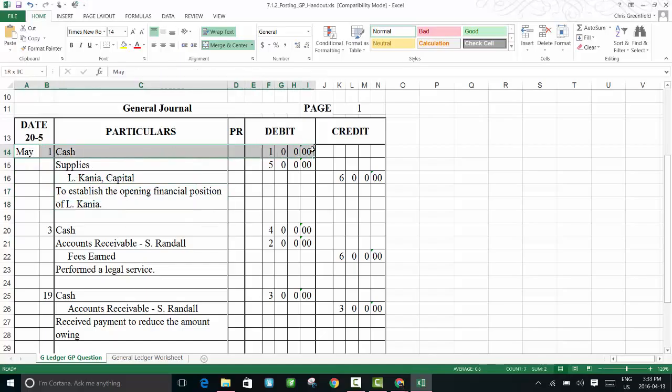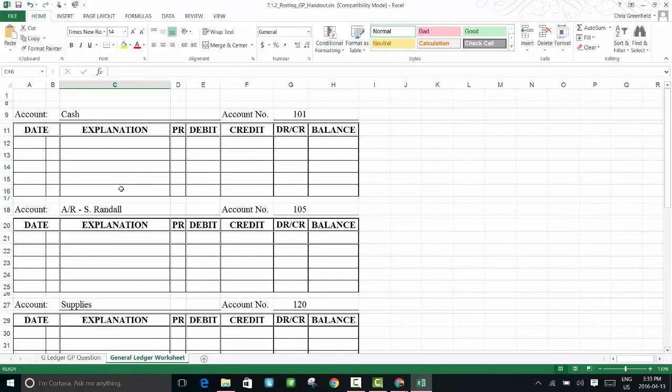Focusing then on our first entry to cash: May 1st, $100 debit on page 1. So we're going to go to our capital. Like we do with our journal entry, we put our year on the first line, and then we put the month and day on the next line, which is May 1st. The only time we do an explanation on a ledger is when it's an opening entry or when it's a balance forward. So we're going to put in opening entry.